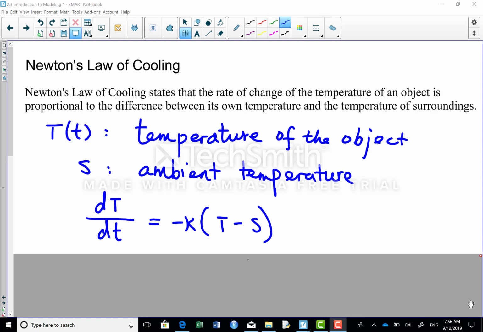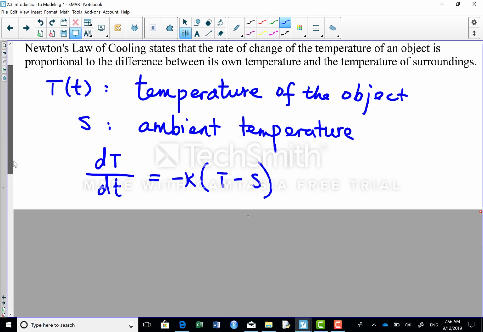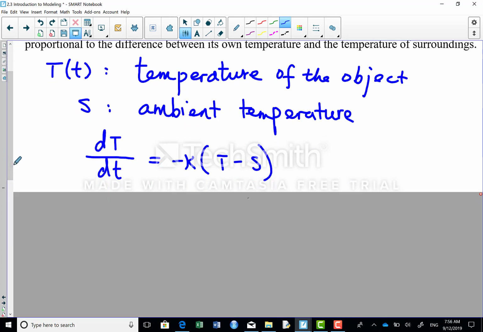We use the notation capital T of little t to represent the temperature of the object at moment t, and S to be the ambient temperature. So the differential equation to describe Newton's law of cooling is the rate of change of the temperature of the object, dT/dt, is equal to negative k times (T minus S).